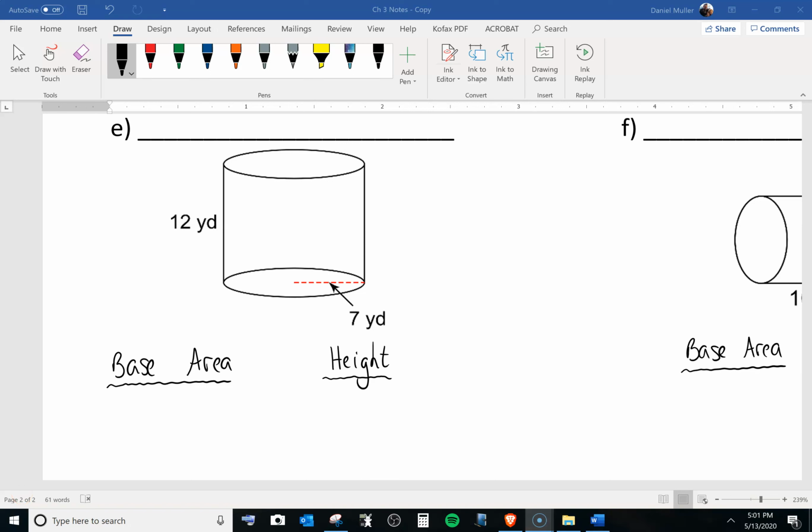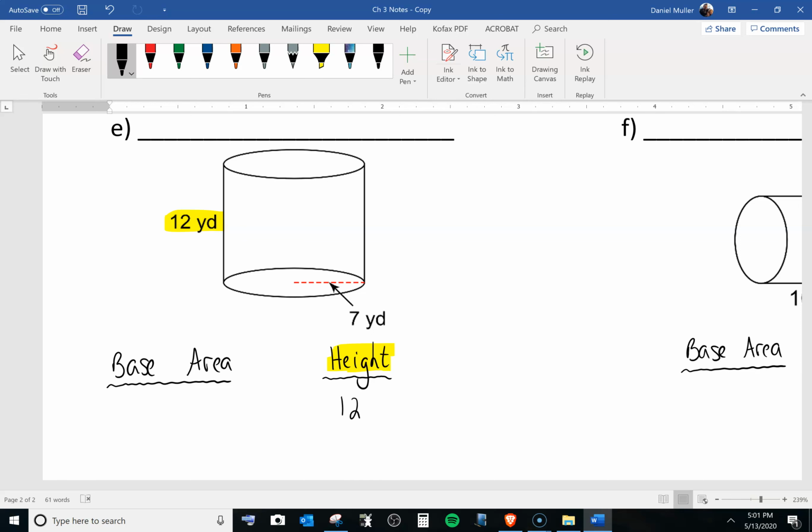So a few more questions to go. We're still trying to find the volume here, and the volume is always the area of the base times by how tall it is, or times by the height. So I can see right now that the base is the circle, and I've got a height of 12.